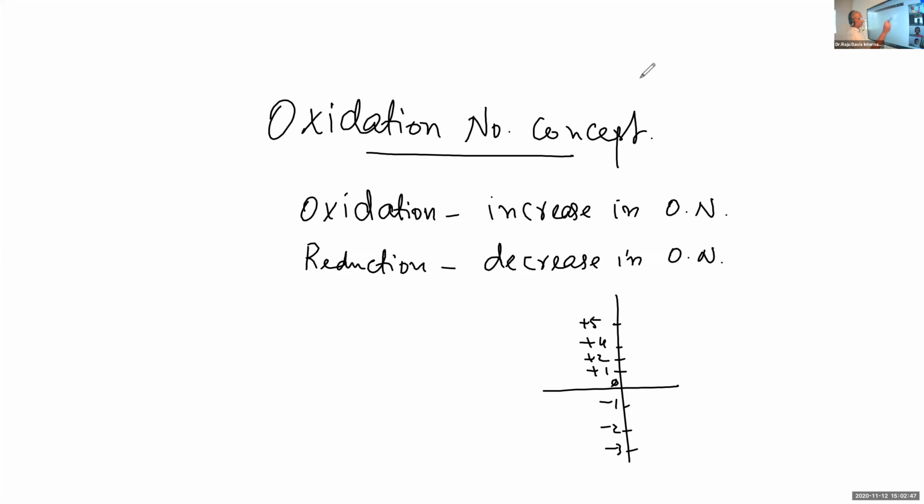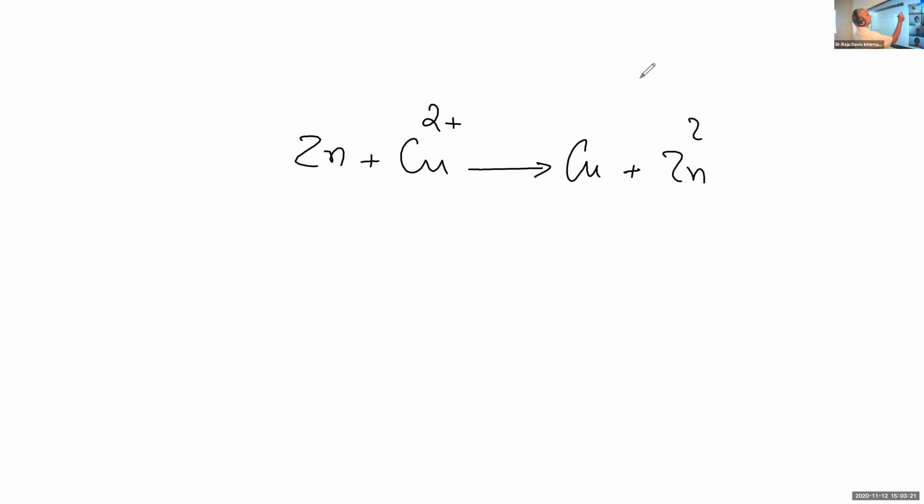Let us take an illustration, an example. Take the reaction between zinc and copper sulfate, blue copper sulfate. In copper sulfate, there are Cu+2 ions, blue in color. Now you add zinc into the Cu+2 solution. Then you will get copper, Cu, plus Zn+2. Here we can see the oxidation and the reduction.